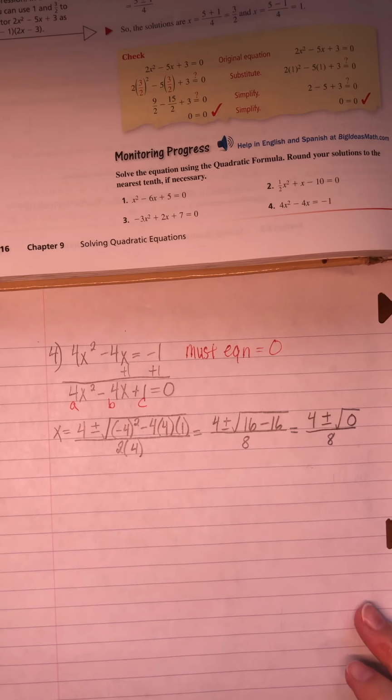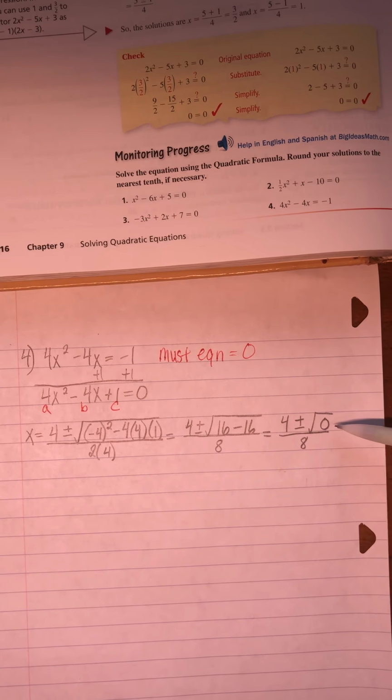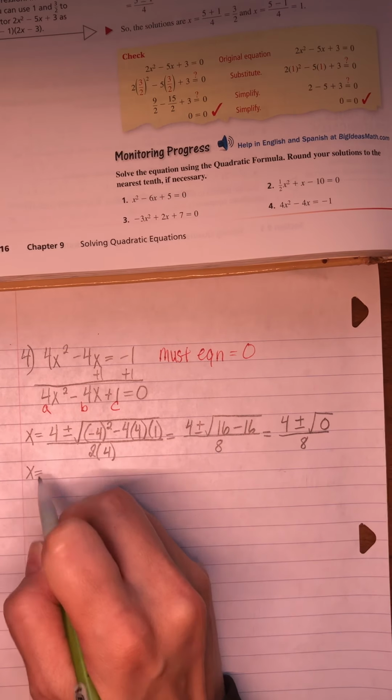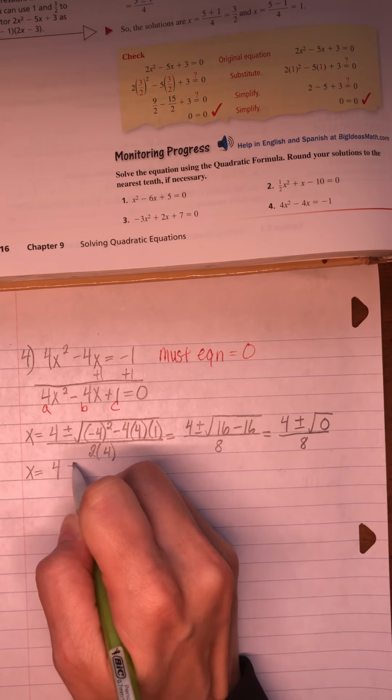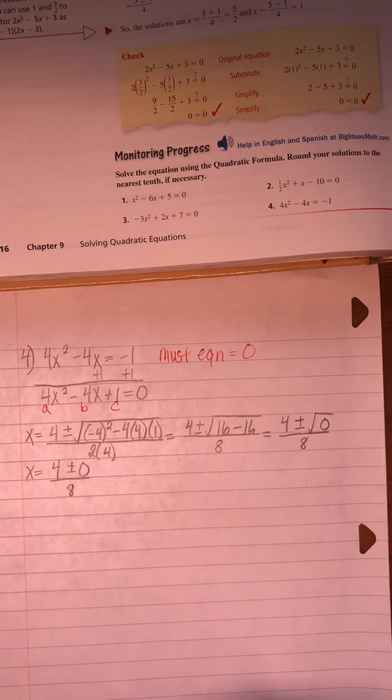Now we should notice that something different is happening here because the number underneath our square root is 0. The square root of 0 is just 0. There's no such thing as positive and negative 0. So when I go to simplify this, there's really only going to be one answer. So let's go ahead down here and write. We're going to have 4 plus or minus the square root of 0 is 0 over 8.